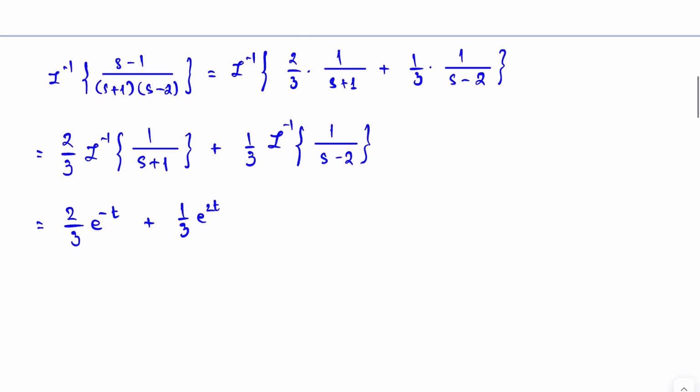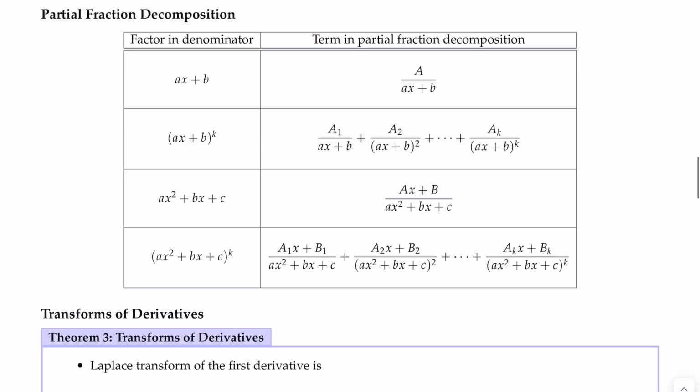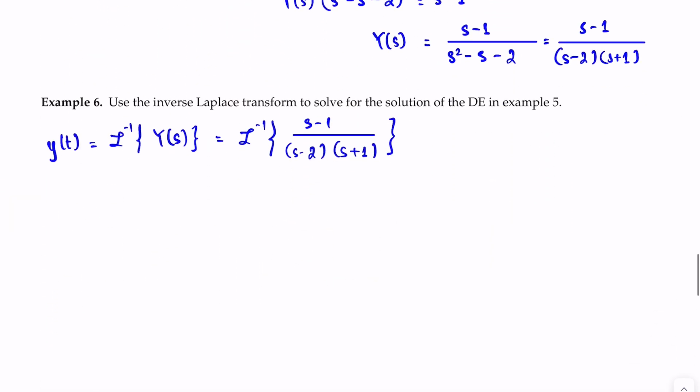And the solution you get is 2/3 times e to the negative t plus 1/3 times e to the 2t. So the solution here is 2/3 times e to the negative t plus 1/3 times e to the 2t. Okay, and this is from example 4.